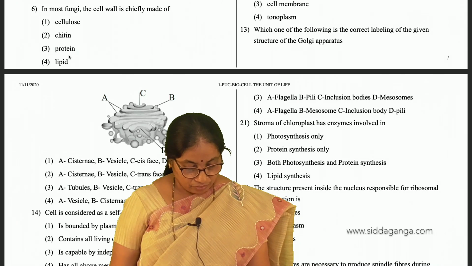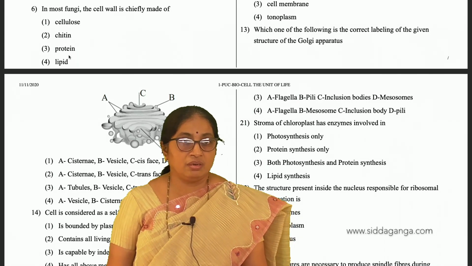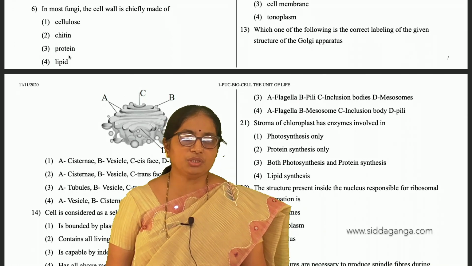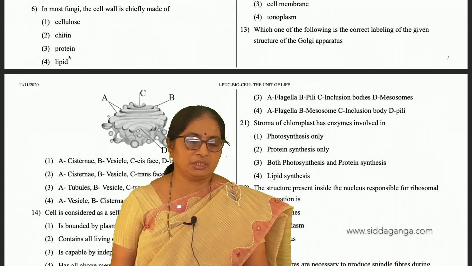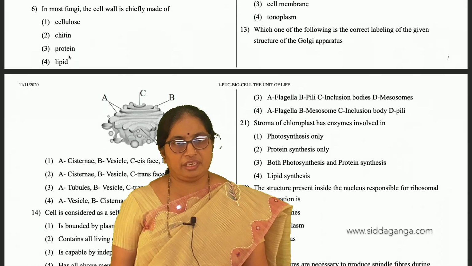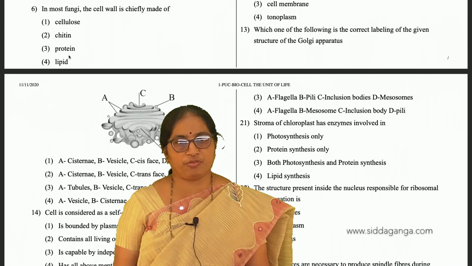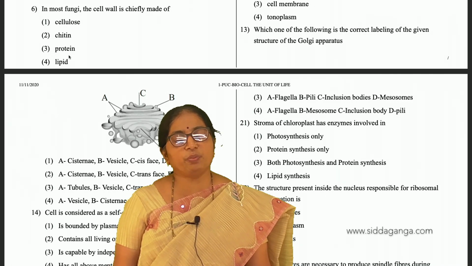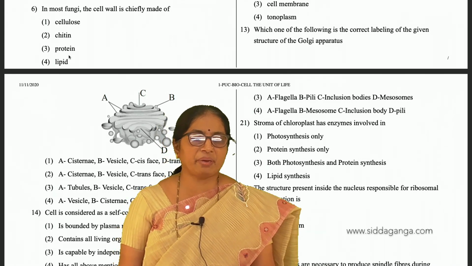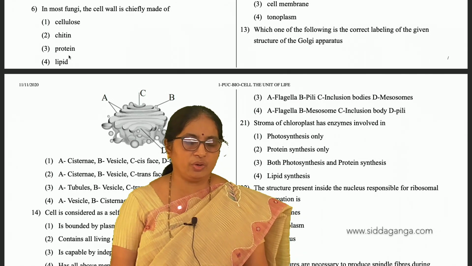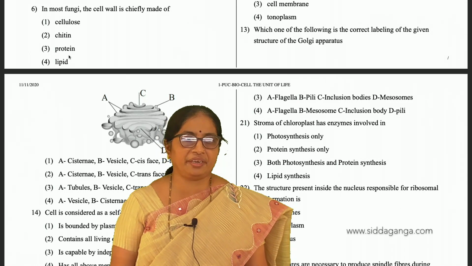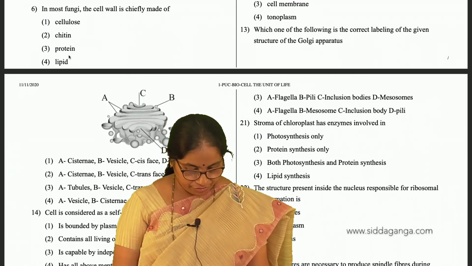Here the cell wall is made up of a substance called chitin. The cell wall is made up of cellulose in the case of plant cells, and in the case of fungi, the cell wall is made up of chitin. Protein and lipid are components of the plasma membrane rather than the cell wall. The cell membrane is made up of lipoprotein, which is nothing but lipid and protein. So the right answer is chitin, option 2. Next question.